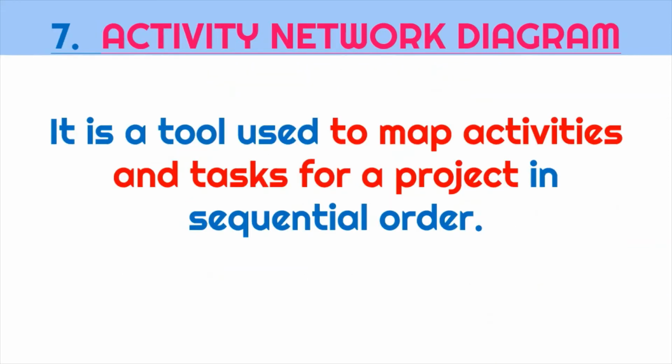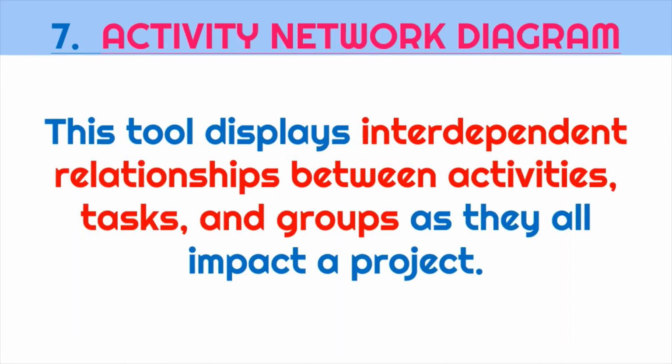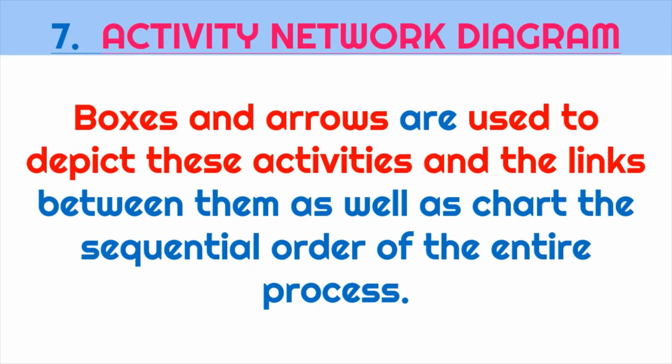Number 7, the network diagram is a tool used to map activities and tasks for a project in sequential order. Basically, it graphically depicts a project timeline. This tool displays interdependent relationships between activities, tasks, and groups as they all impact a project. Boxes and arrows are used to depict the activities and the links between them, as well as chart the sequential order of the entire process.